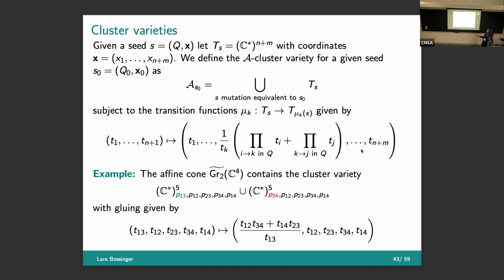algebraic tori. The coordinates are exactly the Plücker coordinates of the two seeds, my two positivity tests. And the transition map between the two is exactly given by expressing what comes in the place of the Plücker coordinate 2-4 in terms of the others, right? Using my Plücker relation.